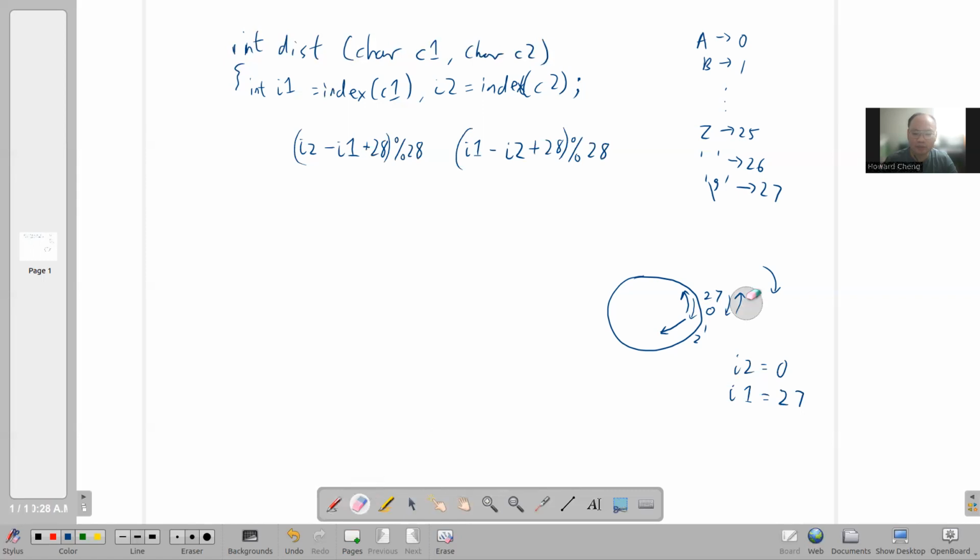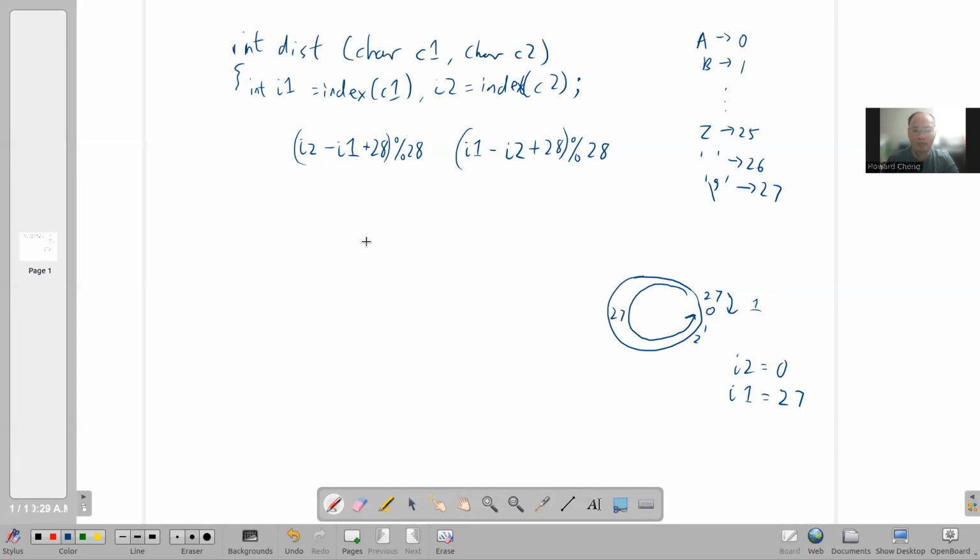So which way? Hang on, let me draw this again. I'm trying to go from 27 to 0. I can take this way, or I can take the long way. Of course we know which way is better, but we will just compute this. I2 minus I1 is the short way. I2 minus I1 would be negative 27, but plus 28 would be 1, mod 28 would be 1. So going this way will be 1 based on this formula. And going the other way, I1 minus I2 will be 27, and then 27 plus 28 mod 28 would be 27.